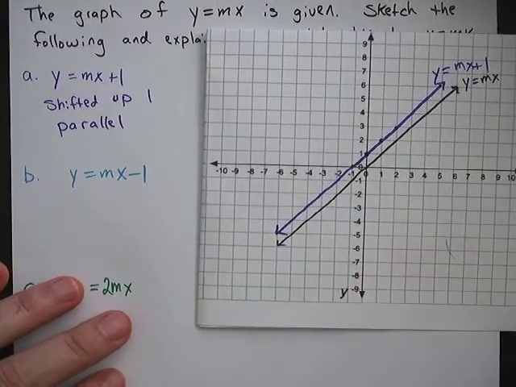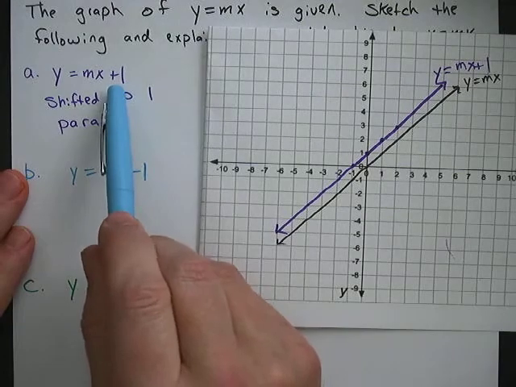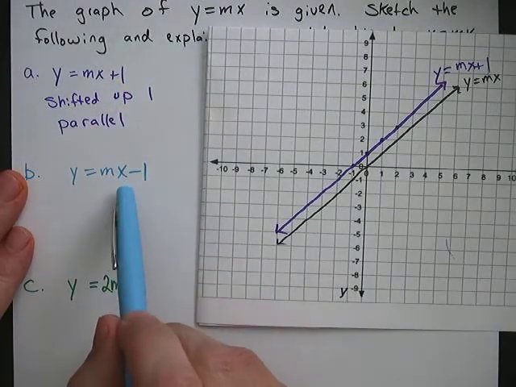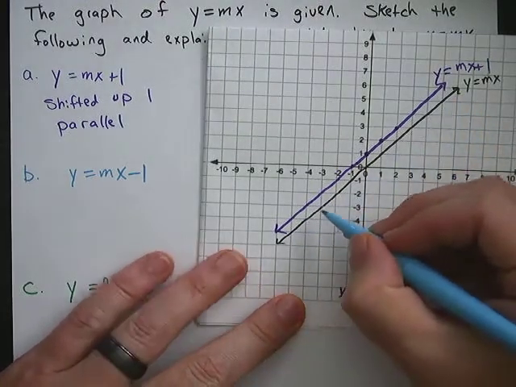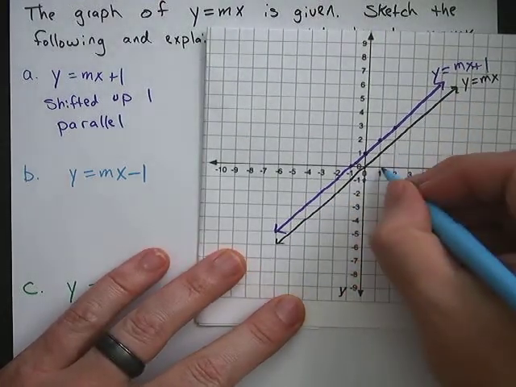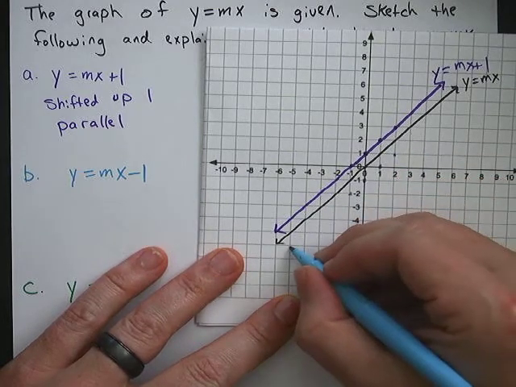So y is equal to mx minus 1. Okay, so just like the plus 1 shifted the graph up by 1, this one is going to shift the whole graph down by 1. So we go back to the black one here, which is y equals mx, and now we shift down. So all these points would go down. So you would have this graph that went like this.